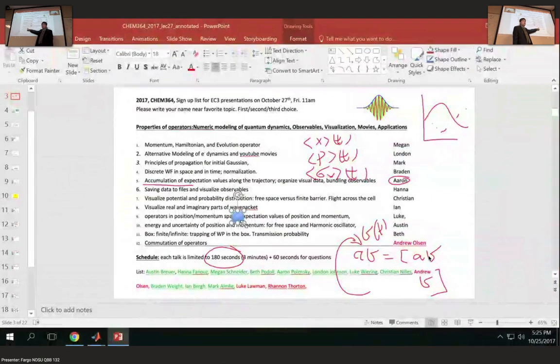and instead of continuing here, let me quickly jump to commutation of operators. It's a specific subject for Andrew. This is connected to what we discussed right now, and this is the most theoretical and complicated subject. Sorry to give it to you, but you were not there when people were voting.